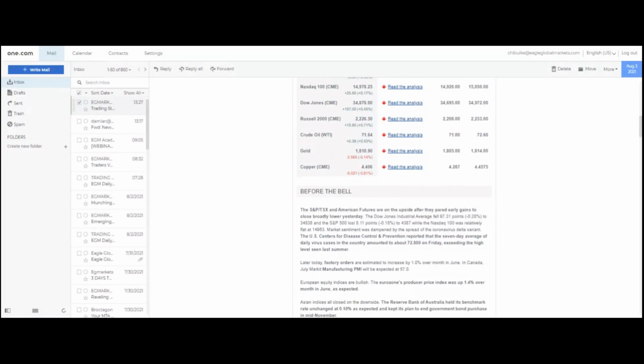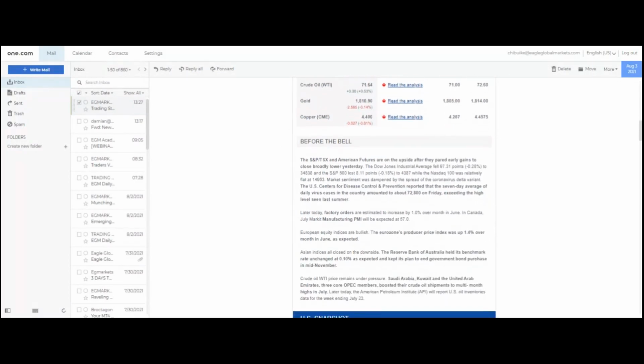And you can see a detailed explanation of what has happened before the bell, which is the S&P and the American futures are on the upside after the paired early gains to close broader lower yesterday. Yesterday, they all went higher, but they closed lower. It's just basically telling you what happened in the market yesterday into today.